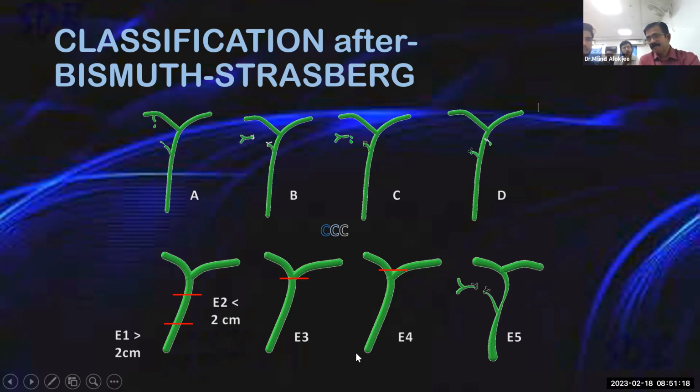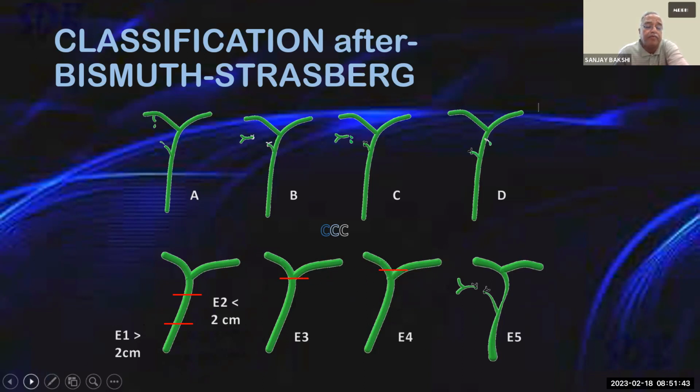This is another classification. Bismuth is 1 to 4. And if you talk of bile duct injury, you have another classification, the Strasbourg classification. So you have an ABC added to the Bismuth, which is E1 to E5. Now, the importance that Professor Shah was trying to tell you, what is the problem out here?